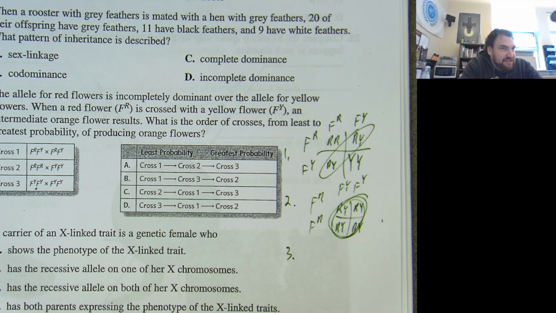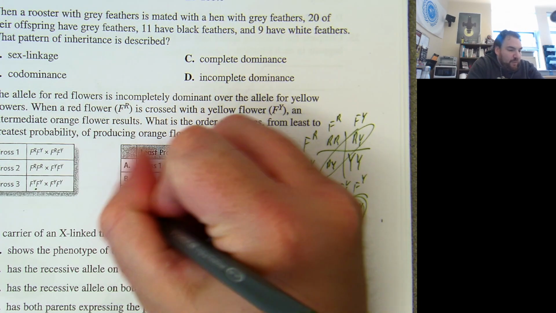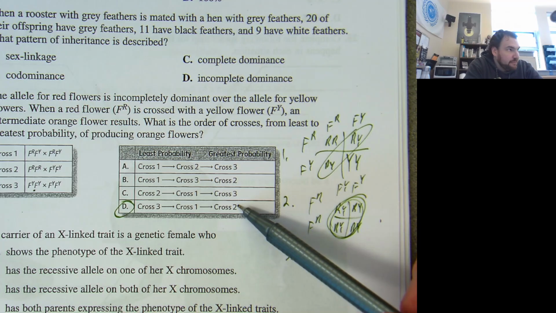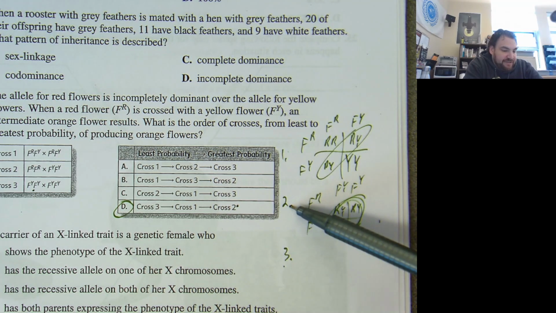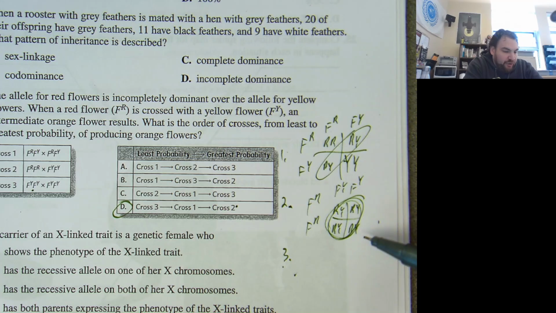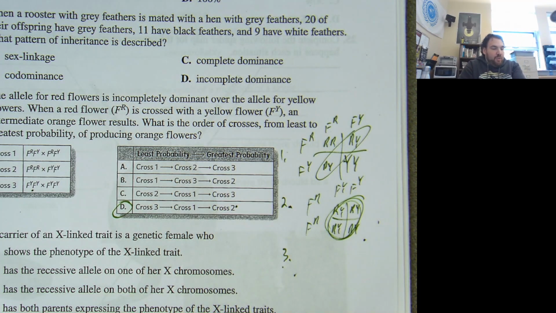So the least probabilistic chance of creating orange is going to be what? No, the least. Least is the smallest chance of producing an orange. 3. So your answer has to be D, because it's the only one where 3 is the least and 2 is the most. Because it is going to go 3, 1, 2 from least to greatest: 0%, 50%, 100% chance of orange. Which means my answer to that question was wrong. It should be that one, because I had it exactly backwards. It's important to read the question, kids.